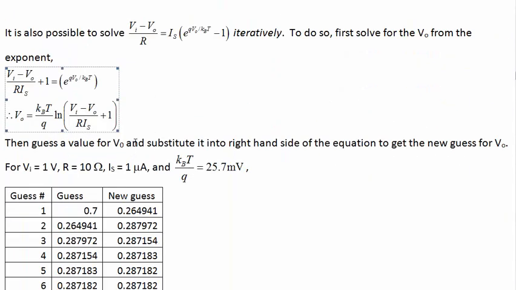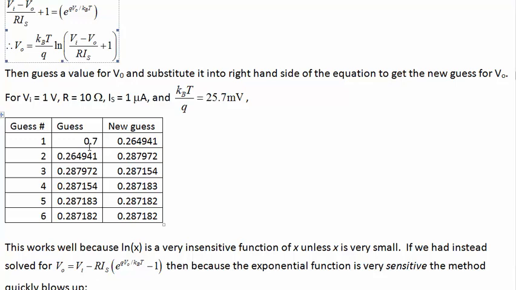But another thing you can do is just guess a value for VO and substitute it into the right-hand side of this, and then use that to get your new guess. Because ln is a really smooth function, this works quite well actually. If we just guess 0.7 and then substitute it in, we get 0.264941. Substituting that in, 0.287972. Substitute that in, and we get 0.287154, and proceed like this.